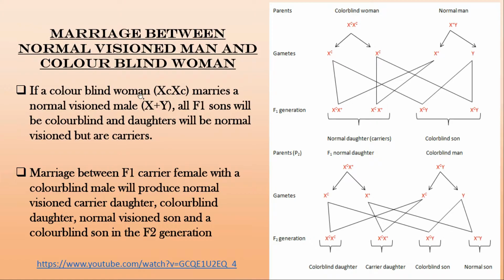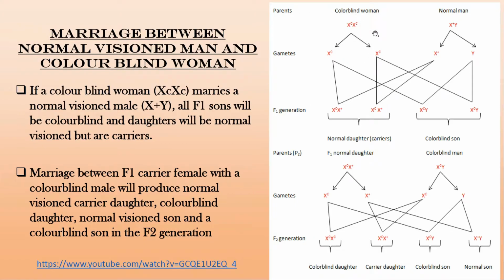In hemizygous condition, a woman becomes a carrier. Now if the color blind woman has both alleles recessive for color blindness, XcXc, when she marries a normal visioned man, XY, all the F1 sons will be color blind, but the daughters will be normal because they all become carriers in the hemizygous condition. So let us see the pattern of inheritance here.